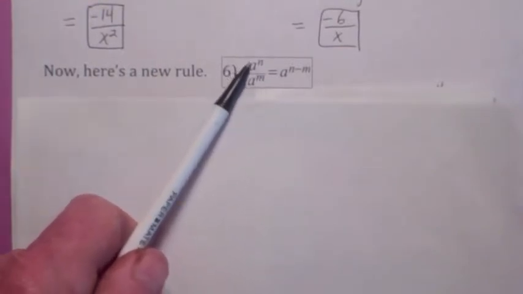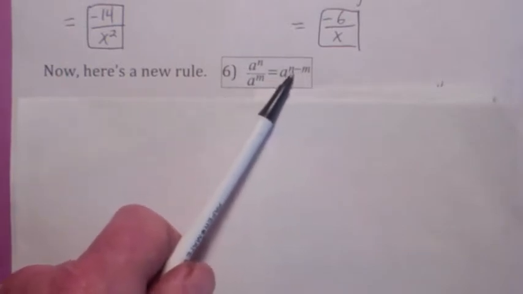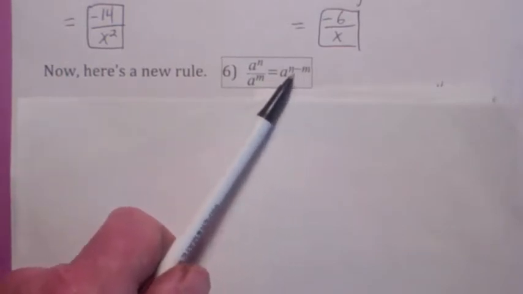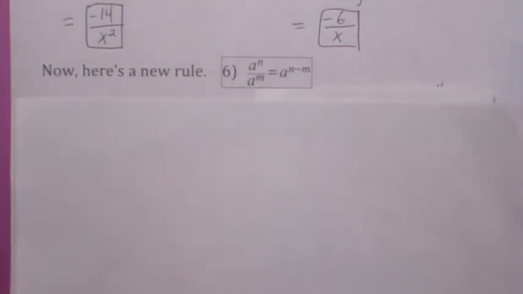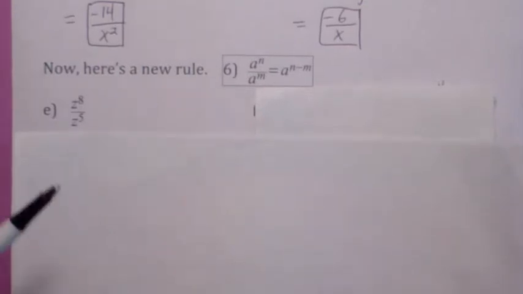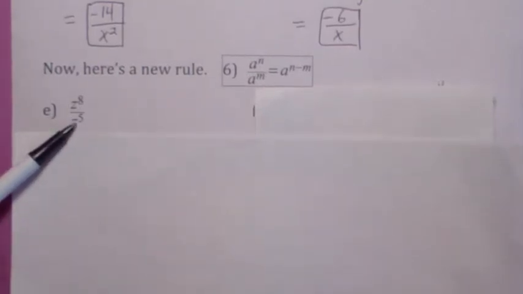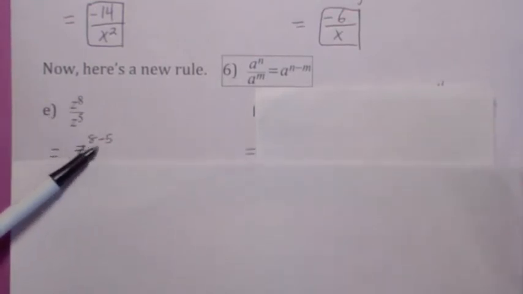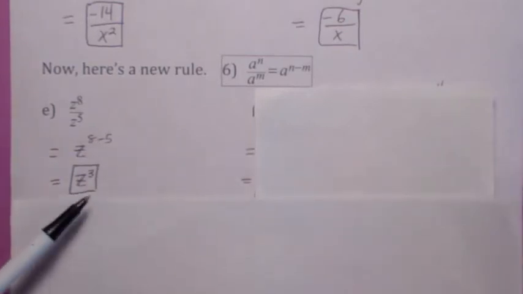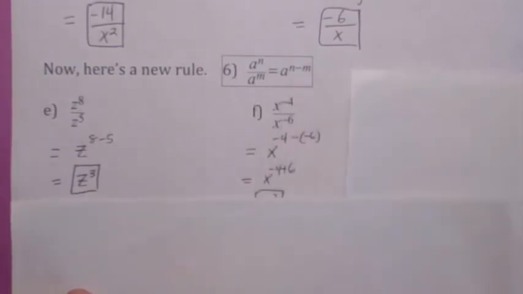Well, this says when you divide two expressions with the same base, you subtract the exponents. When you divide, you subtract the exponents. When you multiply, you add. So it seems kind of reasonable. So if you had something like z to the 8th over z to the 5th, this new rule says you would take this expression and write it as z to the 8 minus 5 power, which is z to the 3rd power. That's your answer.